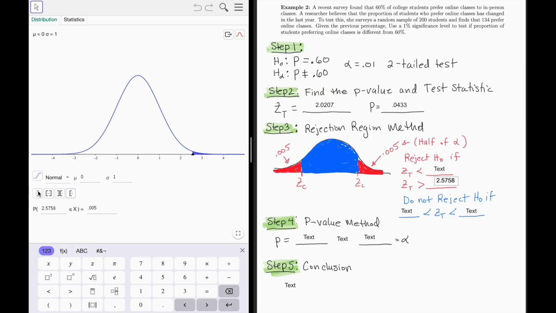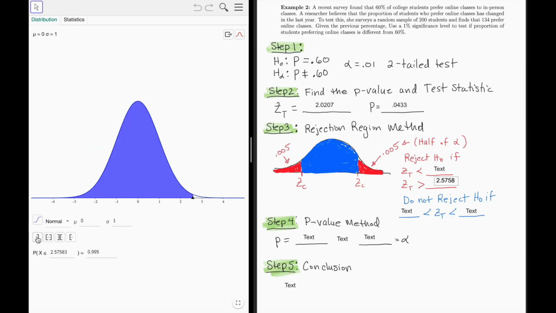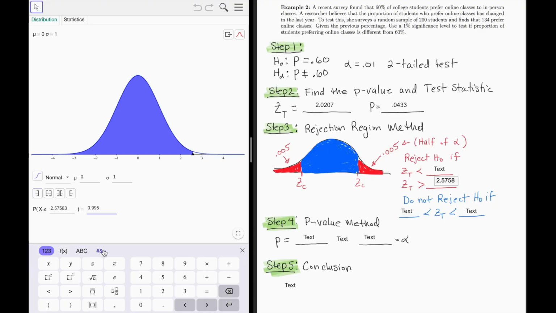So I'm going to use the left bracket. And then I'm going to put in 0.005. And as you see, I get the same thing. It's just negative because it's on the left side. So I'm going to have negative 2.5758.